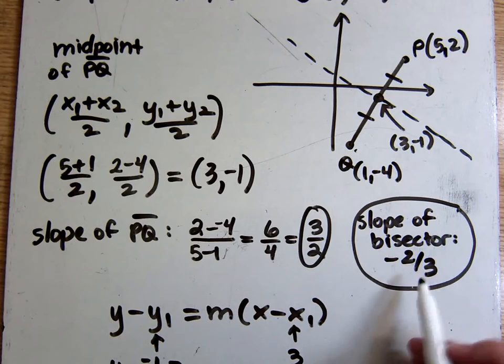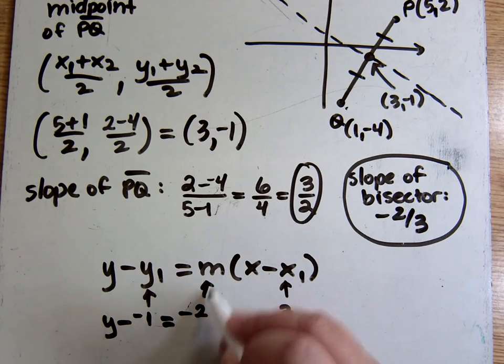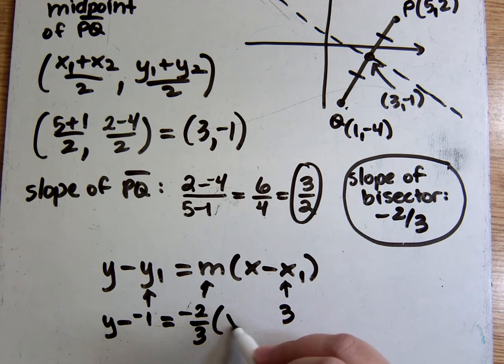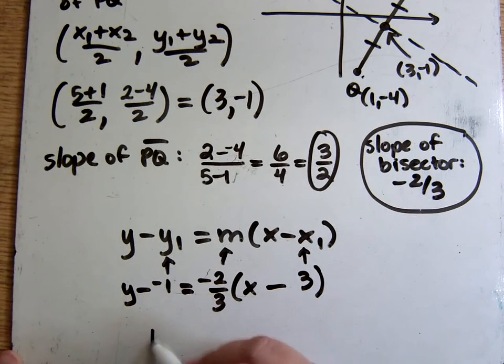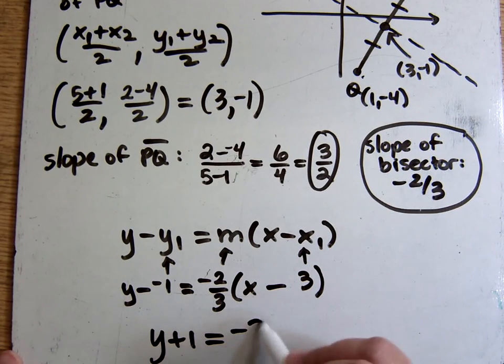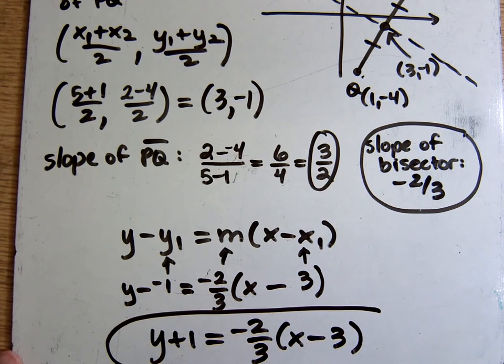I also know the slope. It's negative 2/3. So that's in place of m. So I have x minus 3 over here. Y minus the negative 1 becomes y plus 1. So I'm going to write y plus 1 equals negative 2/3 times x minus 3, and you can leave it just like that. You don't even have to use distributive property or anything like that. And you're done.